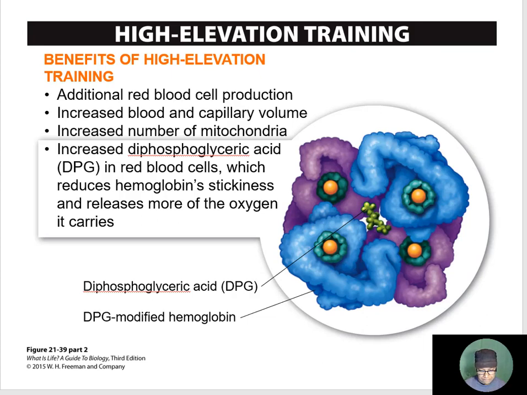And so what's happening is you're getting this additional red blood cell production. You're getting this increase in blood and capillary volume, this increased number of mitochondria. You're getting an increased DPG, which is diphosphoglyceric acid, in your red blood cells, which is going to reduce the hemoglobin stickiness and cause it to release more of the oxygen that it carries.